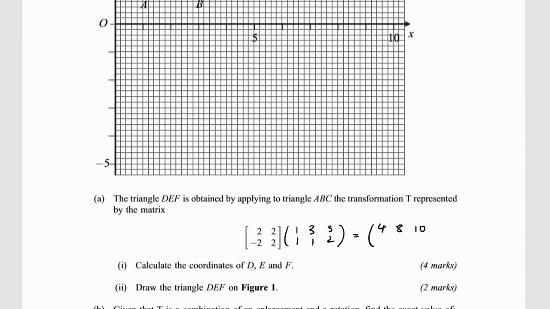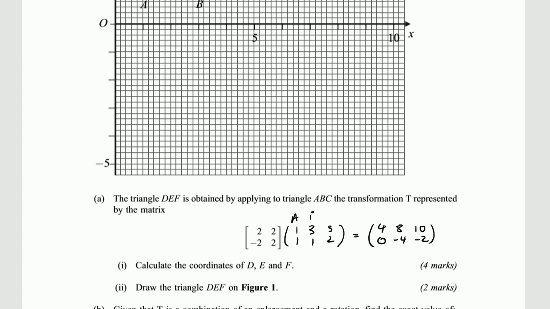Moving on to the second row, minus 2, 2 times 1, 1 is going to come out as 0. Minus 2 times 1, add 2 times 1 is 0. Minus 2 times 3, minus 6, add 2 makes minus 4. Minus 2 times minus 3 is minus 6. And 2 times 2 is 4. Add those together, we're getting minus 2.